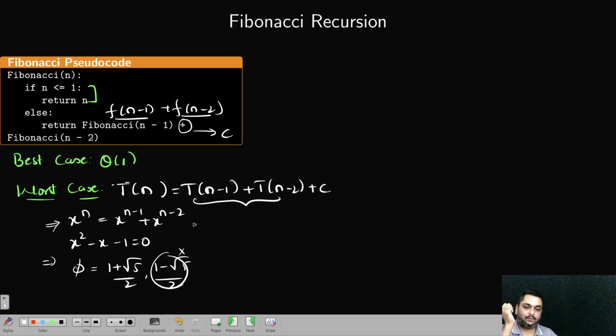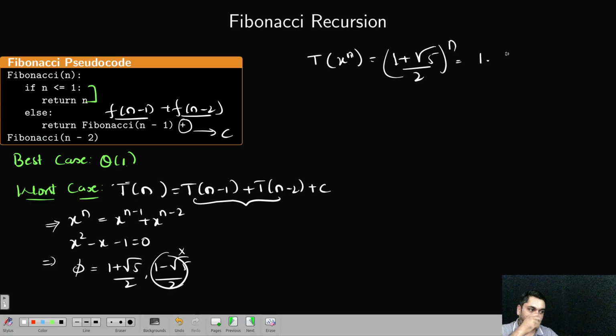So this is nothing but (1 + square root of 5)/2. That is for t squared. Now apply it for t^n. I can write it as x^n, which becomes ((1 + root 5)/2)^n. So this is nothing but 1.618 to the power n.